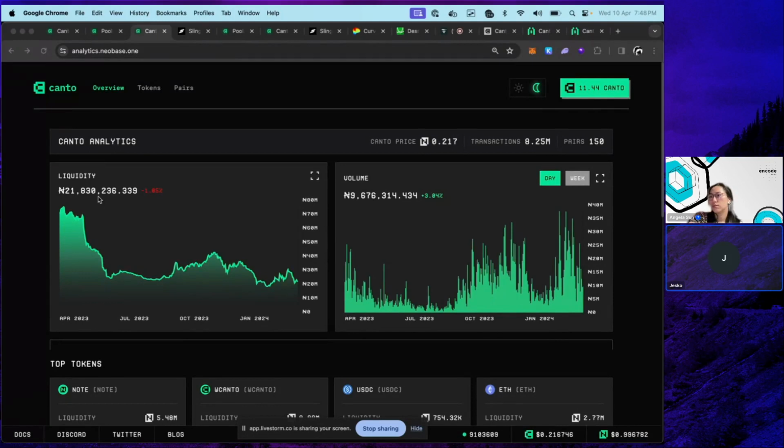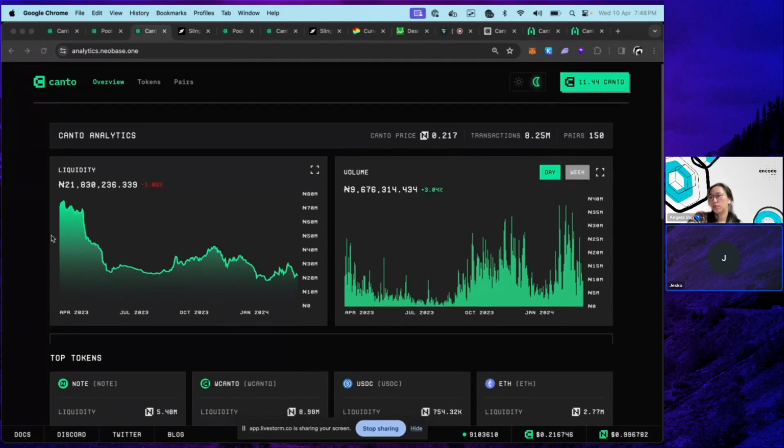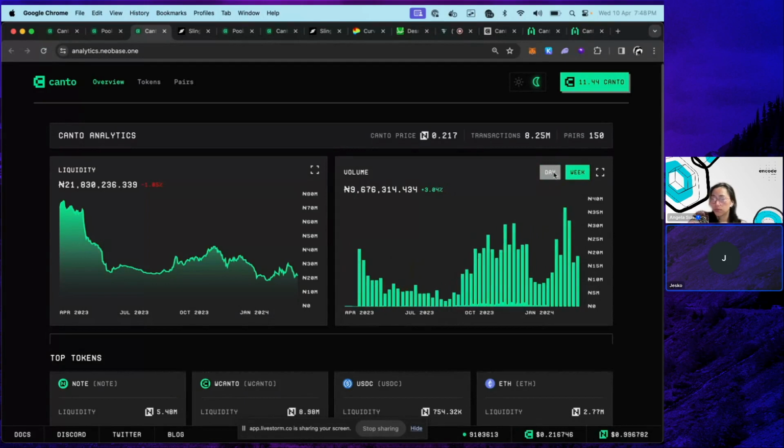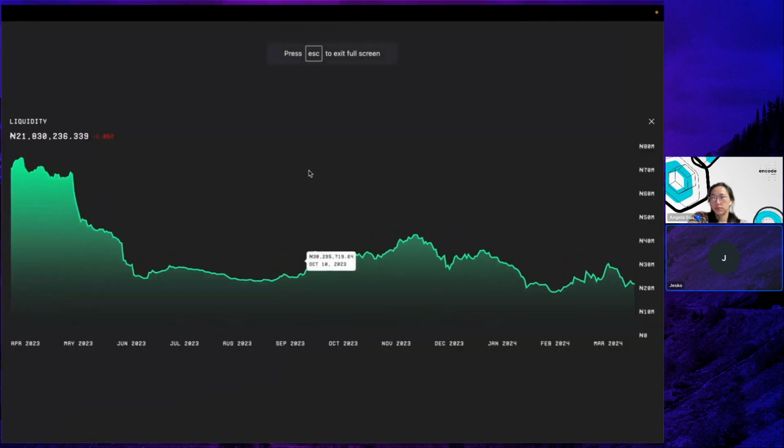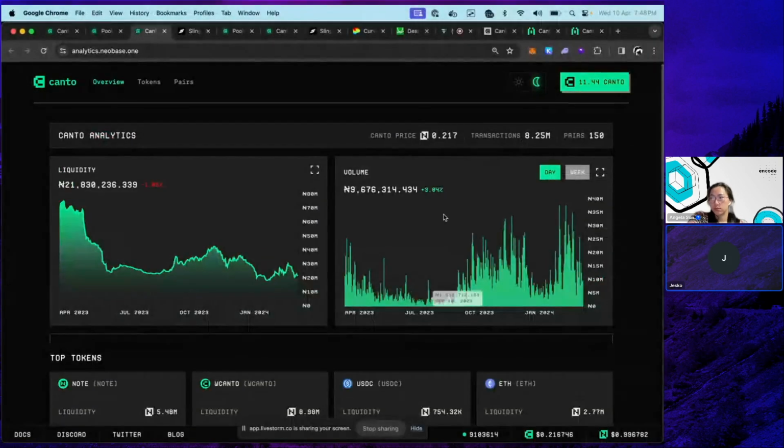So for example, in the beginning, we can start off with liquidity. Here, liquidity means how much total is locked in the Canto DEX, including all the pairs that we saw. So right now, we can see that the liquidity is around 21 mil note, and the volume is around 9 million note recently, right? And then you can toggle between these day charts and week charts, and then you can view these charts in full screen as well, right?